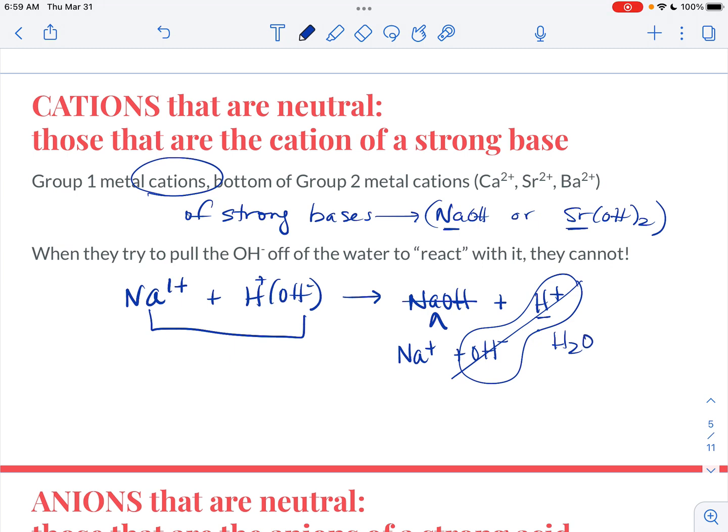And notice that now what I started with equals what I ended with, and there was no reaction. So this is the reason that having sodium ions or potassium ions or strontium ions, etc., in water is not going to affect the pH. The water will remain neutral because mostly you still have water molecules, and if you don't, they're equally forming hydrogen ions and hydroxide ions. Okay.